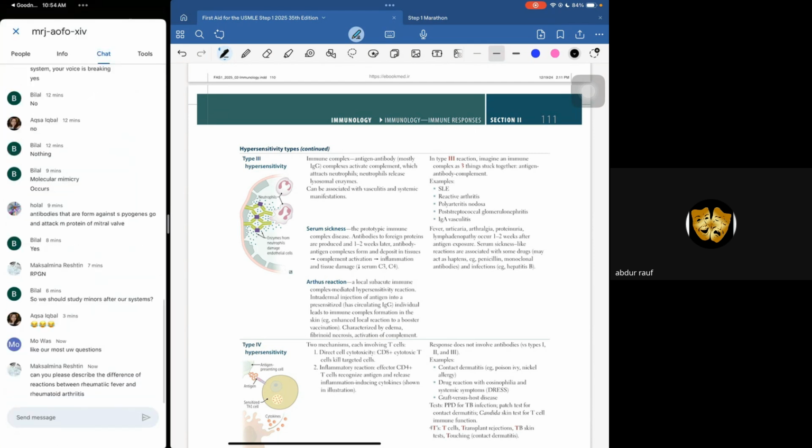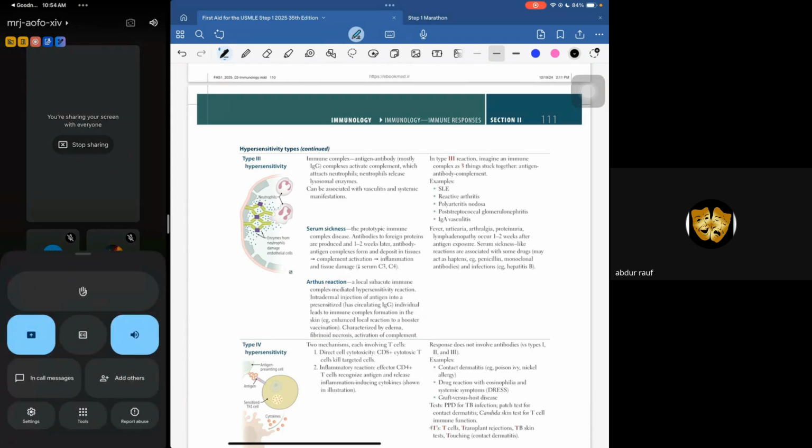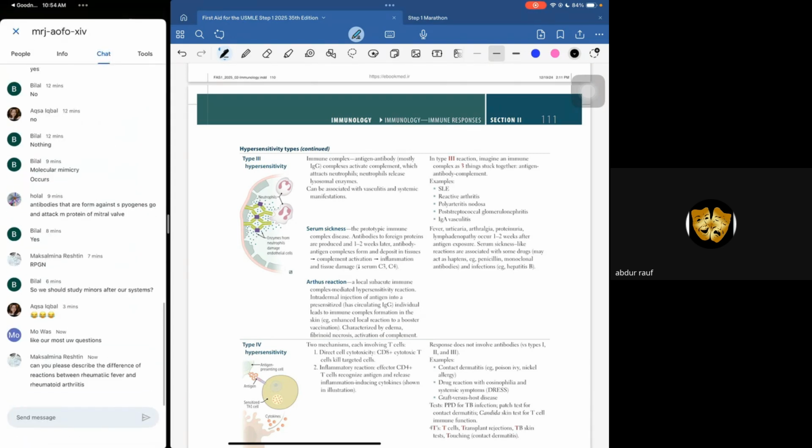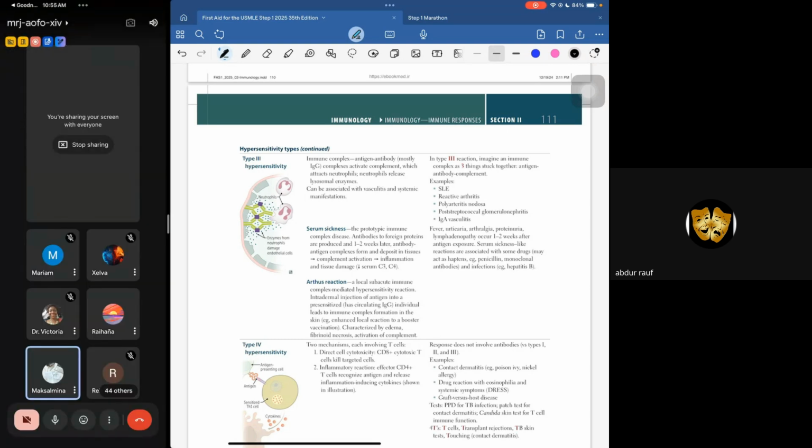Can you see the difference between rheumatic fever and rheumatoid arthritis? Oh, they are very different. Yes, I can explain that. Rheumatic fever and rheumatoid arthritis are very, very different. Okay, so basically, from the serum sickness, I hope so.